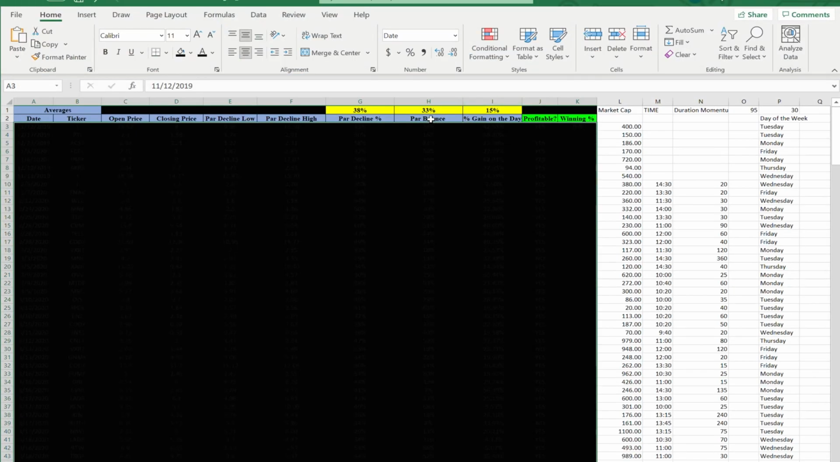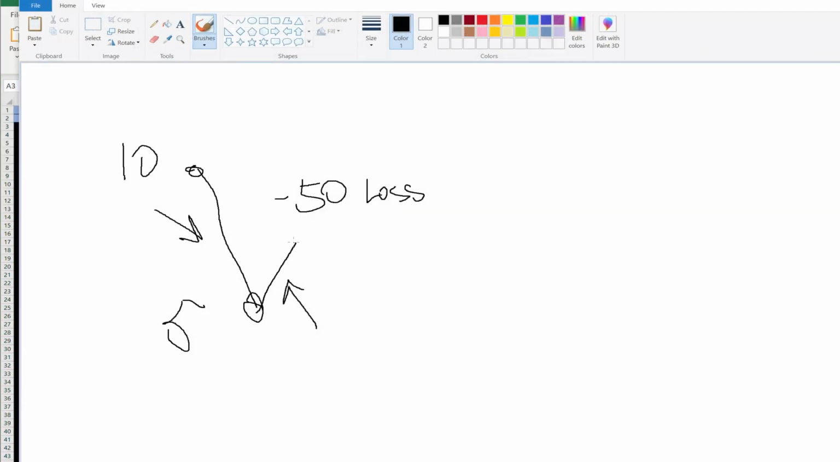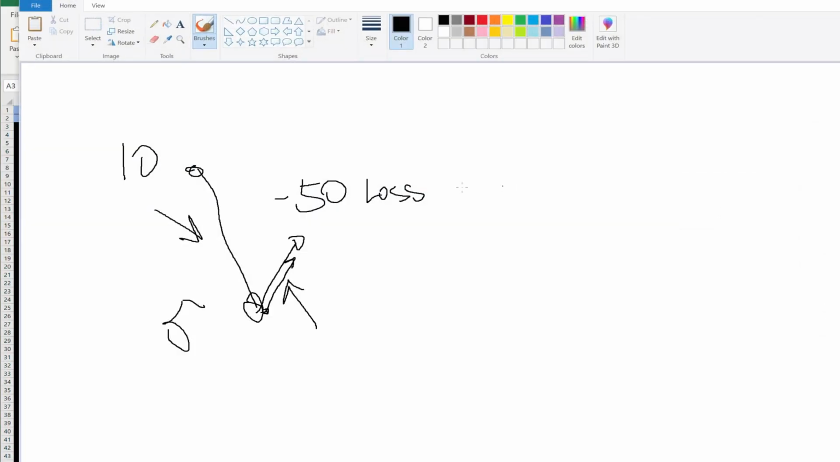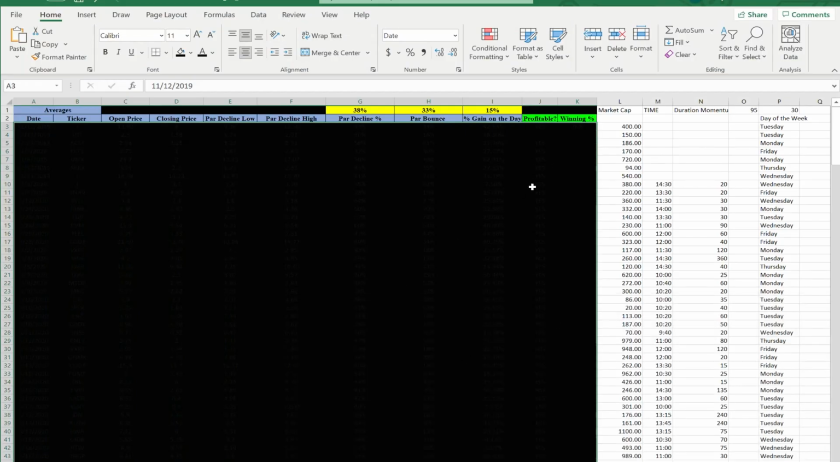So right here, the parabolic bounce is, and then you have this average here, which I gladly share with you guys. The distance from here to here is the parabolic bounce percentage. And then gain on the day is basically how a stock closed. So if the stock closed here, I want to measure the distance from the open price, which is here, to the close price, right here. So these are the main things that I focus on in this strategy.